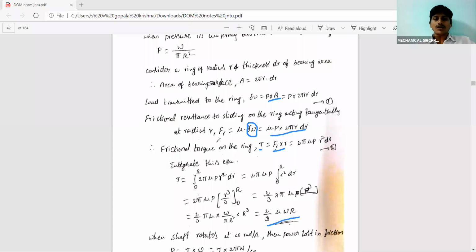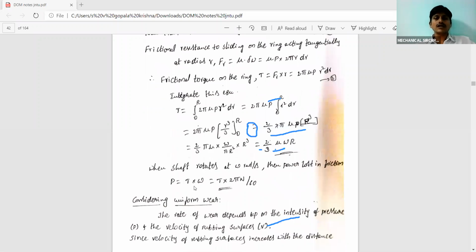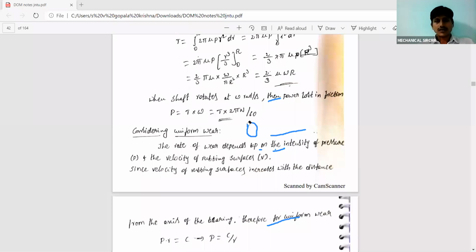Similarly, to find the power lost in friction, the formula is T into omega, where omega is 2 pi N by 60. So with uniform pressure, we can calculate the frictional torque on the bearing and the power lost in friction. Those two are calculated. Similarly, we calculate for the condition of uniform wear.